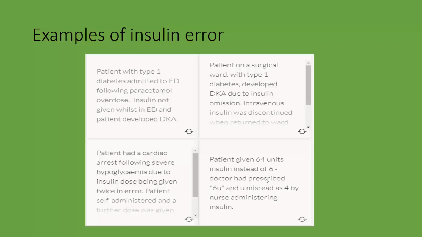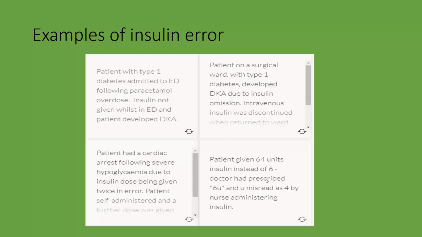And then another scenario, these are real stories. A patient on a surgical ward with type 1 diabetes developed DKA due to insulin omission. A DKA patient was transferred to the surgical ward, and the patient was recovering, now eating and drinking, and intravenous insulin was stopped. And then no further monitoring or actions were taken, and the patient goes into DKA again.